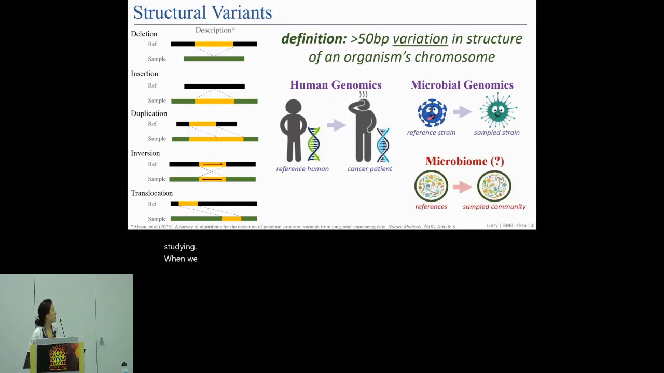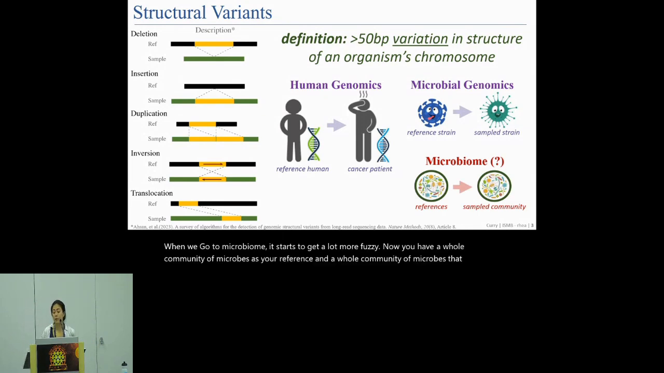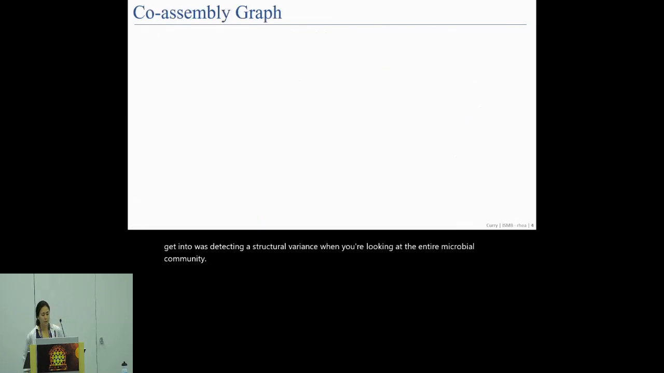When we go to microbiome, it starts to get a lot more fuzzy. Now you have a whole community of microbes as your reference, and a whole community of microbes that you want to know about. And it's hard to know which reads came from which microbe, which reads you should compare with which reference genomes, and so on and so forth. So this is what we wanted to get into: detecting structural variants when you're looking at the entire microbial community. And so for this, our solution is to use co-assembly graphs.